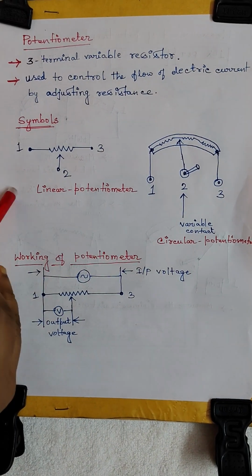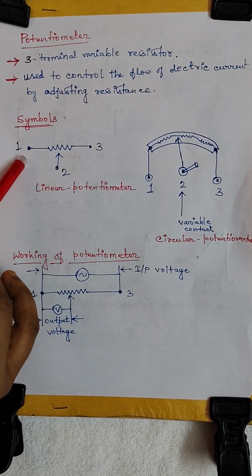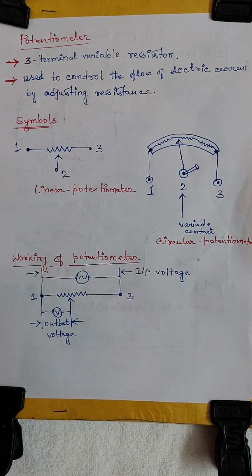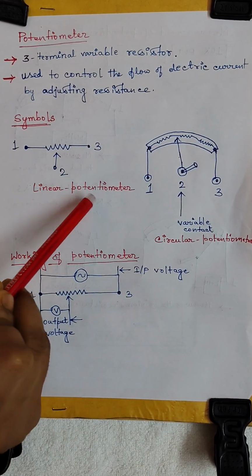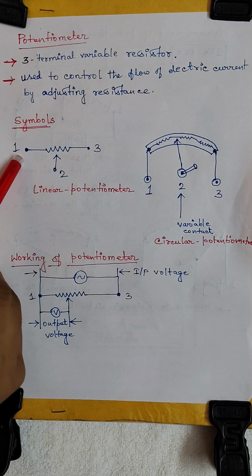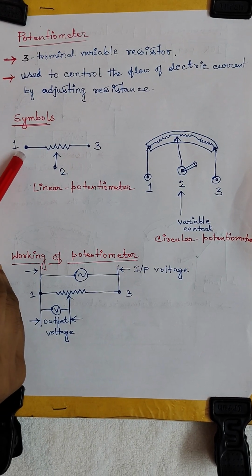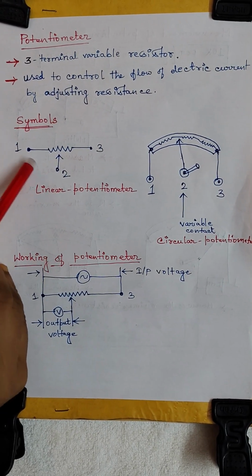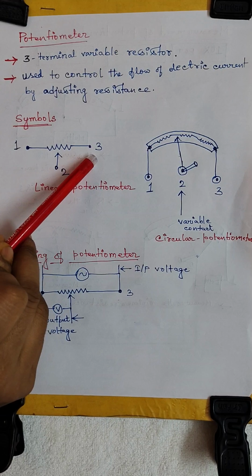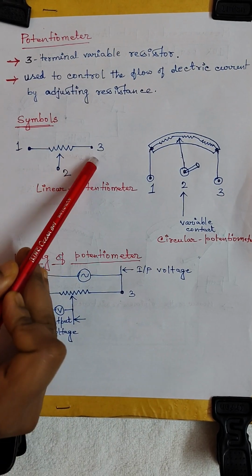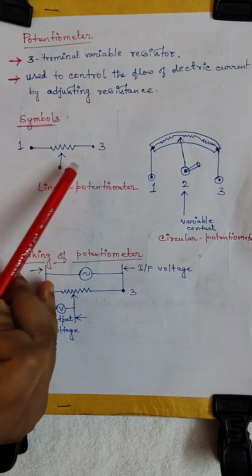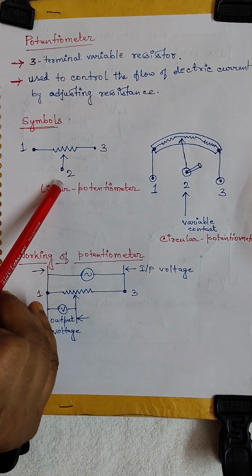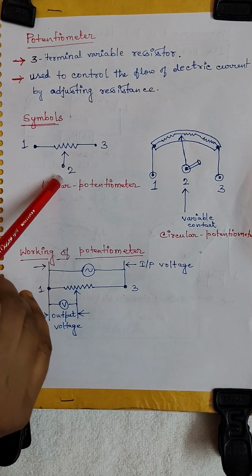Here I am showing you the symbols of these two types of potentiometer. This is the symbol for linear potentiometer. You can see there are basically three terminals, terminal 1, 2 and terminal 3. Terminal 1 and terminal 3, these two terminals are the fixed terminals, whereas terminal 2 is the variable terminal.